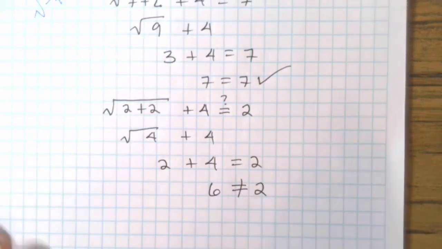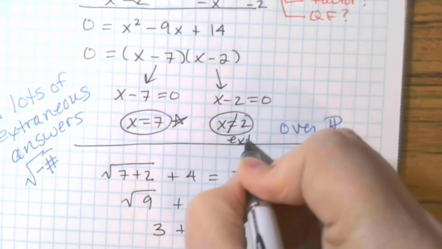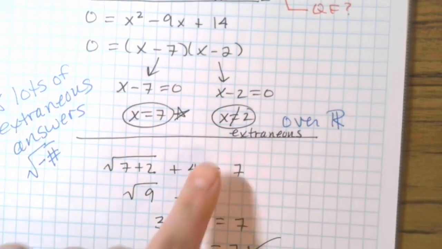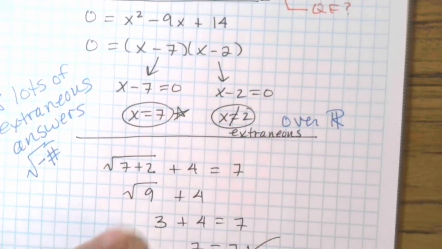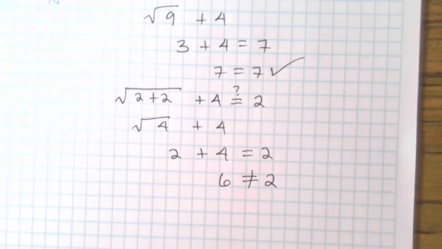So x equals 2 is not an answer. It's extraneous. So this extraneous answer worked as far as there being a positive number under the radical, but the left didn't equal the right. The other type of extraneous answer that you're going to run into has to do with negatives.